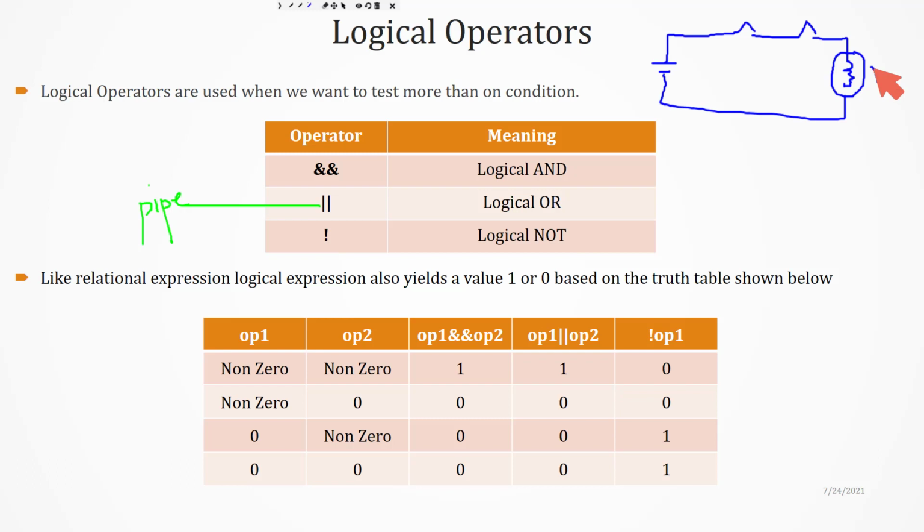This is a bulb. This is a switch, S1 and S2. Okay, this is logical AND.